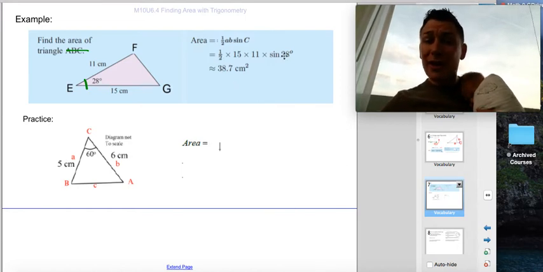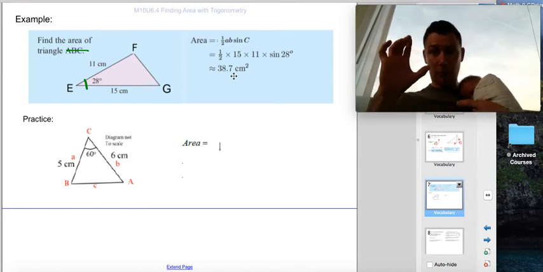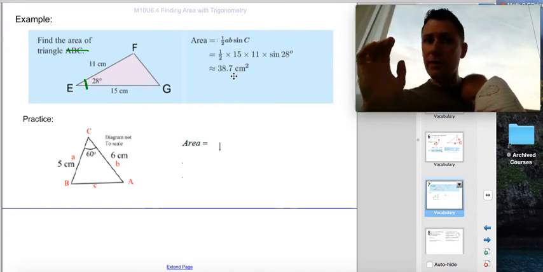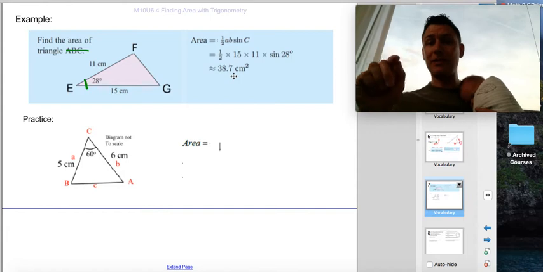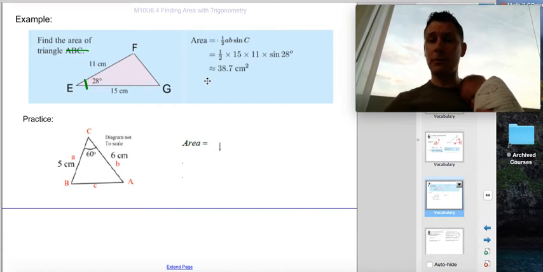Plug this in your calculator right now and make sure you can get 38.7. If you can't, you're not having trig problems, you're having calculator problems. So go parentheses 1/2, 1 divided by 2, close parentheses, times 15, times 11, times sine of 28, close parentheses, enter. You get 38.7. Cool? Once you've got that, try this one on your own.